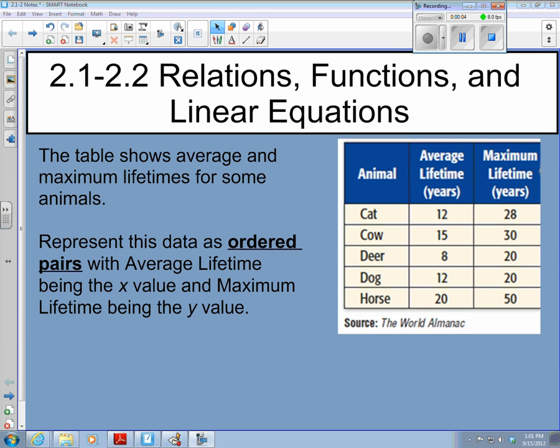This is Mr. Picard again, and we're going to work on relations, functions, and linear equations today, sections 2.1 and 2.2.